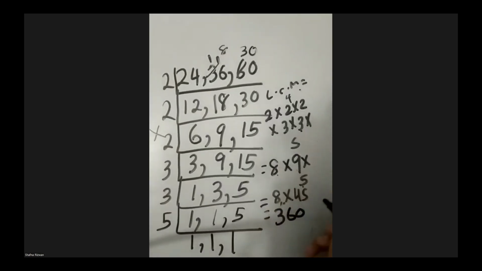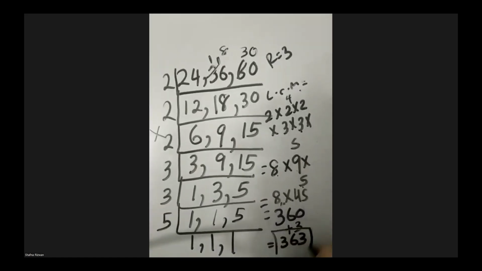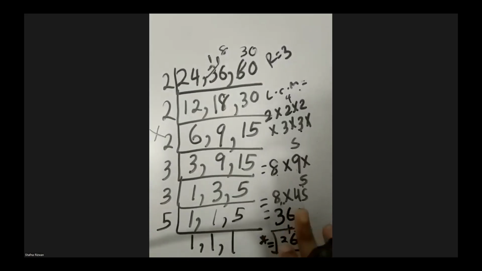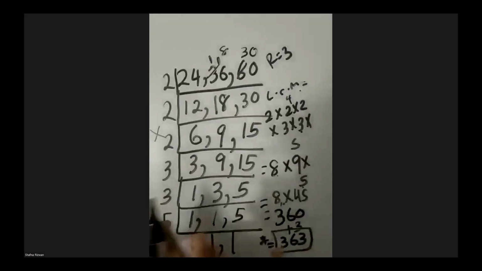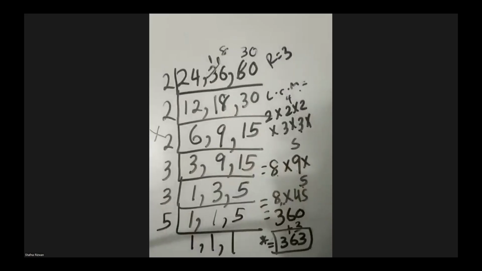But they told that they are getting a remainder of 3. So what will you do? You will just add 3 to this 360. Then how much are you getting? 363. So your final answer will become 363. 363 is the number by which you can divide all of these three numbers 24, 36, 60 with a remainder of 3. To find that answer, find the LCM of these numbers and add 3 to it. So the answer is 363.